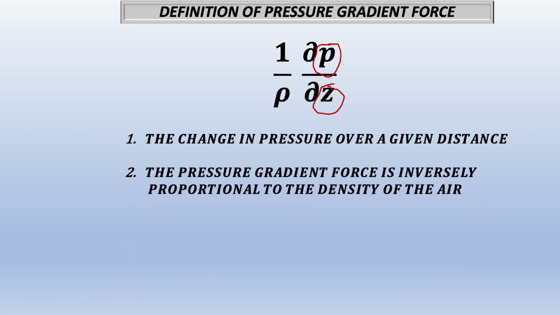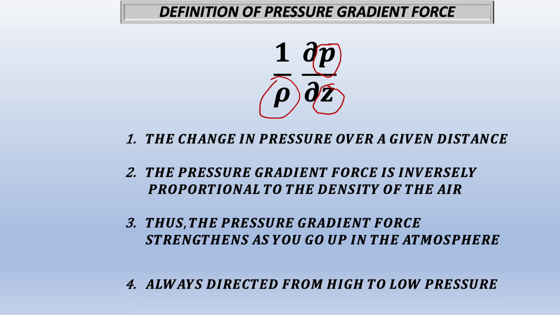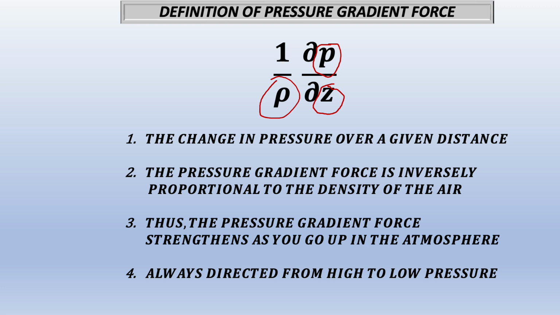Then there's one other consideration. The rho that you see in here represents density. The pressure gradient force is inversely proportional to the density of the air, which means that the pressure gradient force strengthens as you go up in the atmosphere. As the density goes down, the pressure gradient force actually increases as you go up, which is an interesting point. And the pressure gradient force is always directed from high pressure toward low pressure, okay?